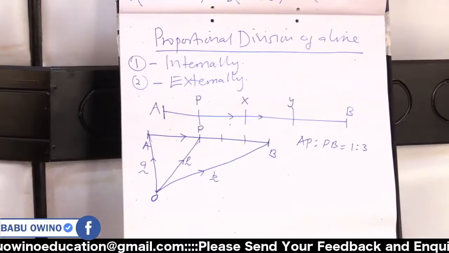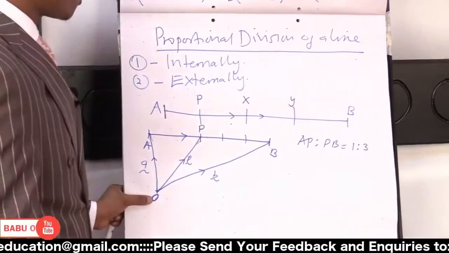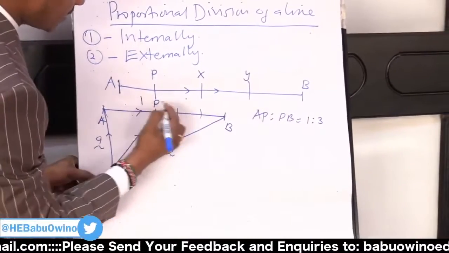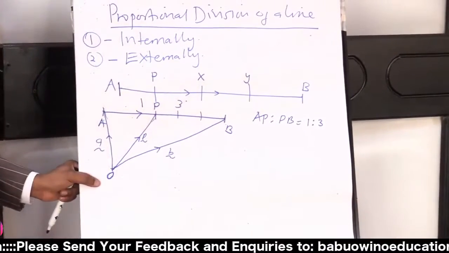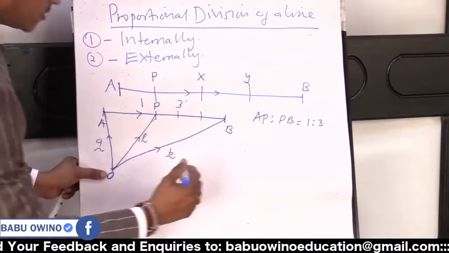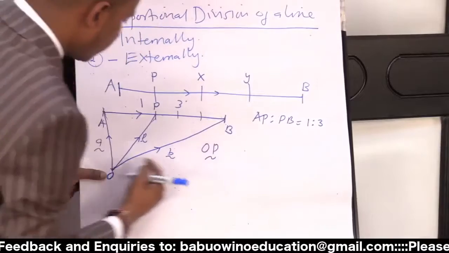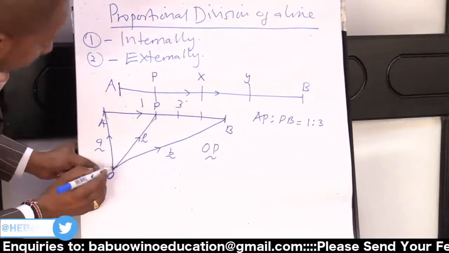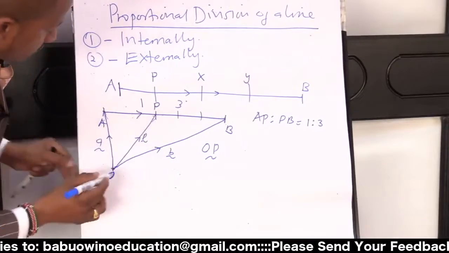Therefore, class, you are told to find the position vector of P. But P is divided in the ratio of 1:3. So, the position vector of OP is P. If we want to get from O to P, how can we move? You can take this route.